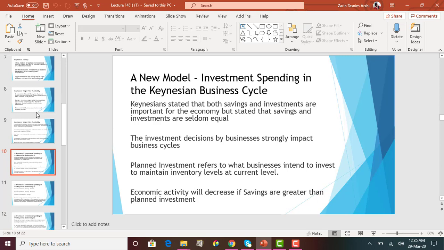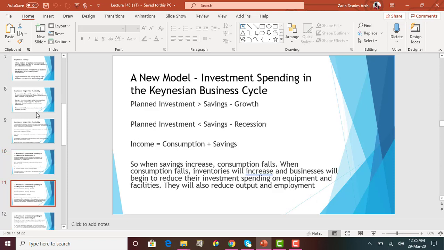Planned investment means, like let's say I produce water bottles, and every month I supply 10 packs of water bottles to Walmart. The investment that I have to make every month in order to produce those 10 packs of water bottles is planned investment, because I know what I have to spend in order to provide that supply. So planned investment means what businesses wish to invest in order to maintain their current inventory levels in the market. How much money they have to spend to maintain their current inventory level, that's planned investment.